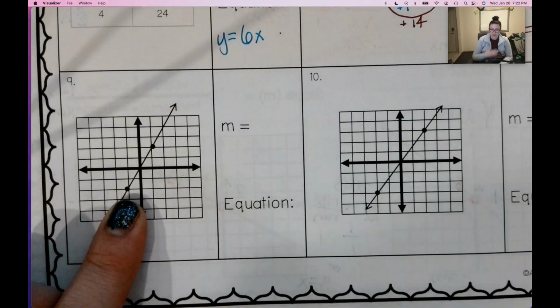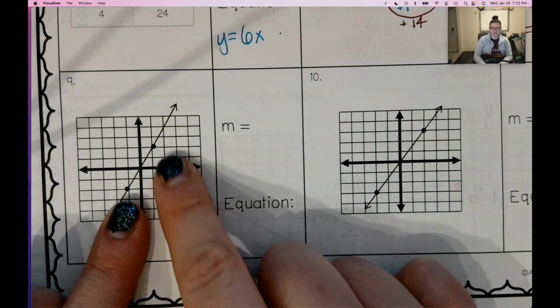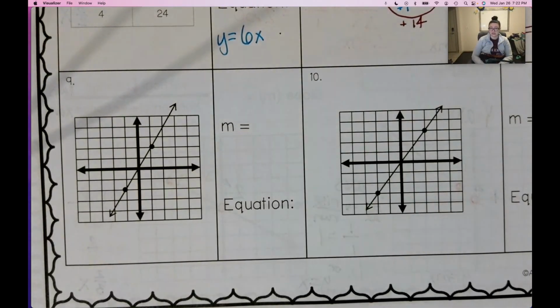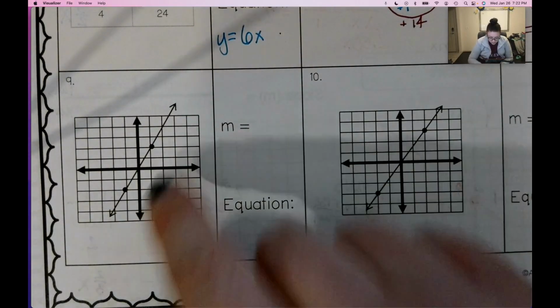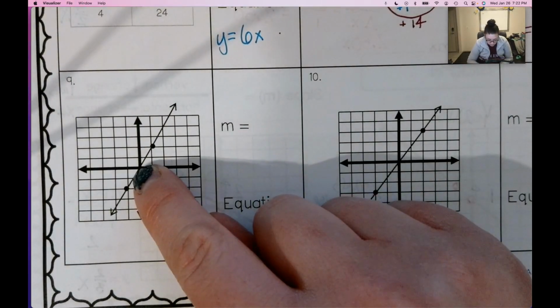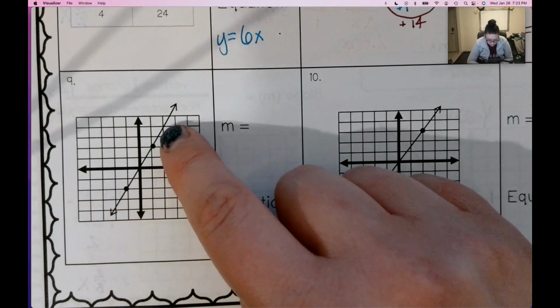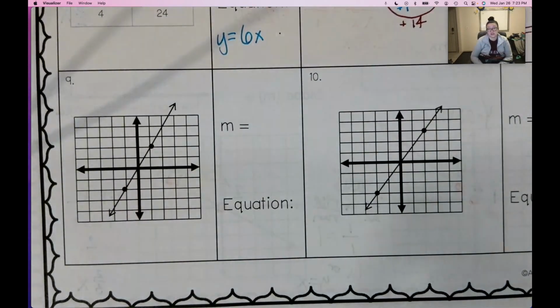So number 9, isn't this so nice? They put the pretty points on there for us that we can use. We didn't have to find any. If you want to find your own, it looks like there's one on the origin too. It also looks like there's one up there if you want to use one of those instead. But it doesn't matter which ones you choose because you're going to get the same answer either way.